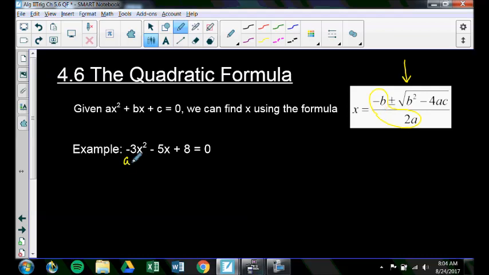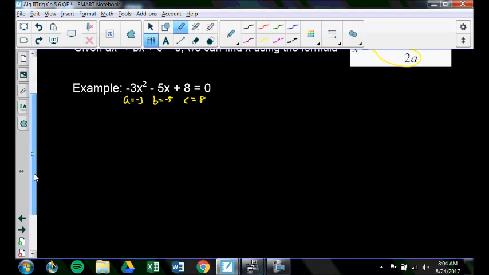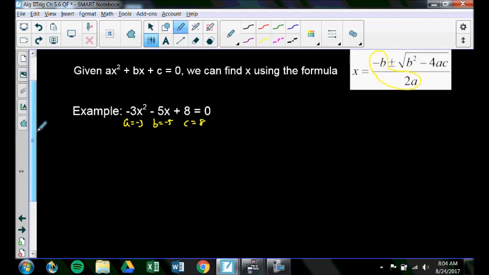So here, a is negative 3, b is negative 5, c is 8. I'm going to do negative b, right, negative b, which is 5, plus or minus the square root of negative 5 squared, because it's b squared, negative 5 squared is 25, minus 4 times negative 3 times 8, all divided by 2a, which is going to be negative 6. This gets me my x value.